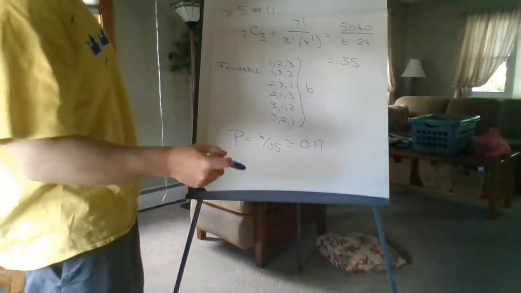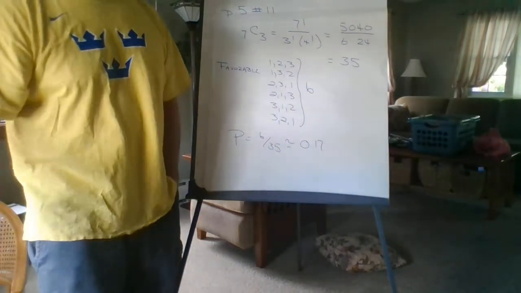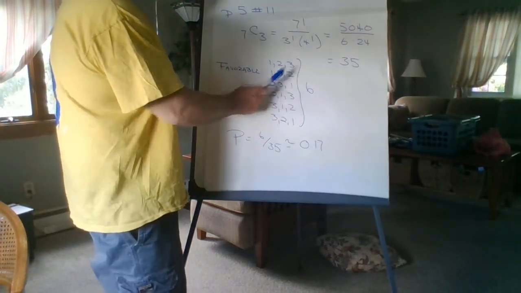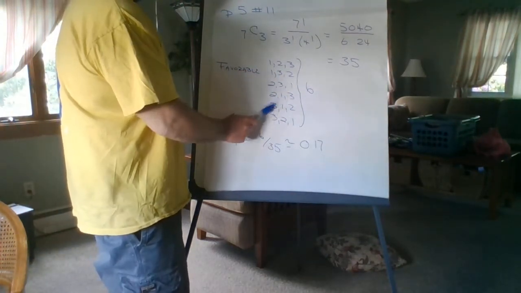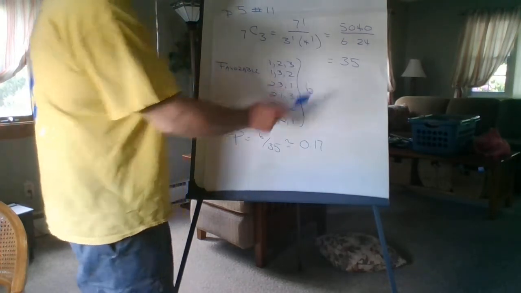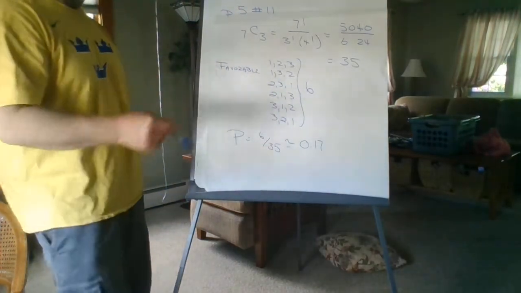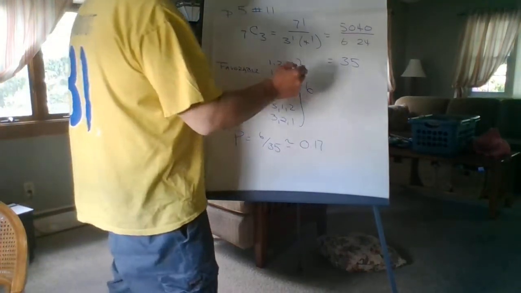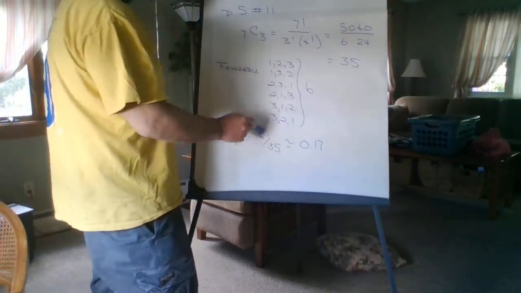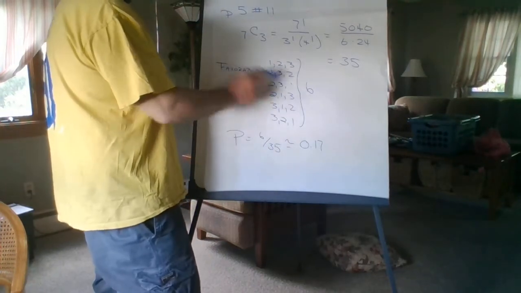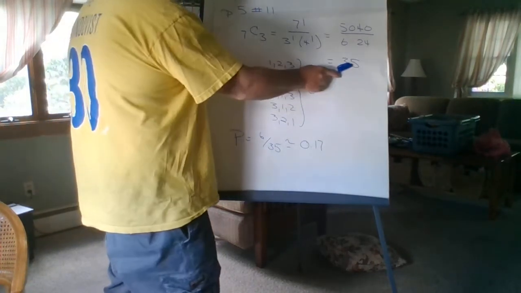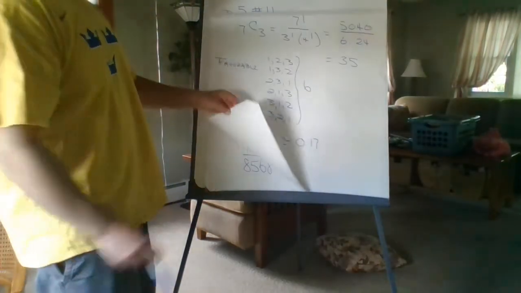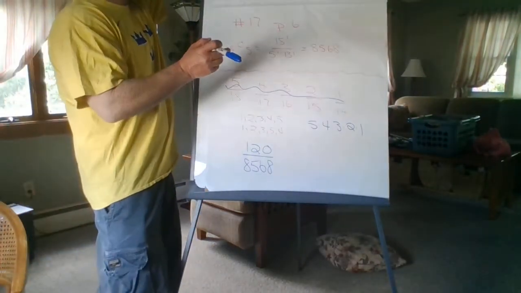Now the favorable outcomes. Okay, if you want to, you can list them. 1, 2, 3; 1, 3, 2; 2, 3, 1; 2, 1, 3; 3, 1, 2; 3, 2, 1. That gives us 6. If you want to do that, that's fine. Next one, we're not going to list them because there's a lot of them. All right, so now we're doing 6. Probability is favorable, which is 6, over total, which is 35. 6 over 35 gives the answer about 0.17.